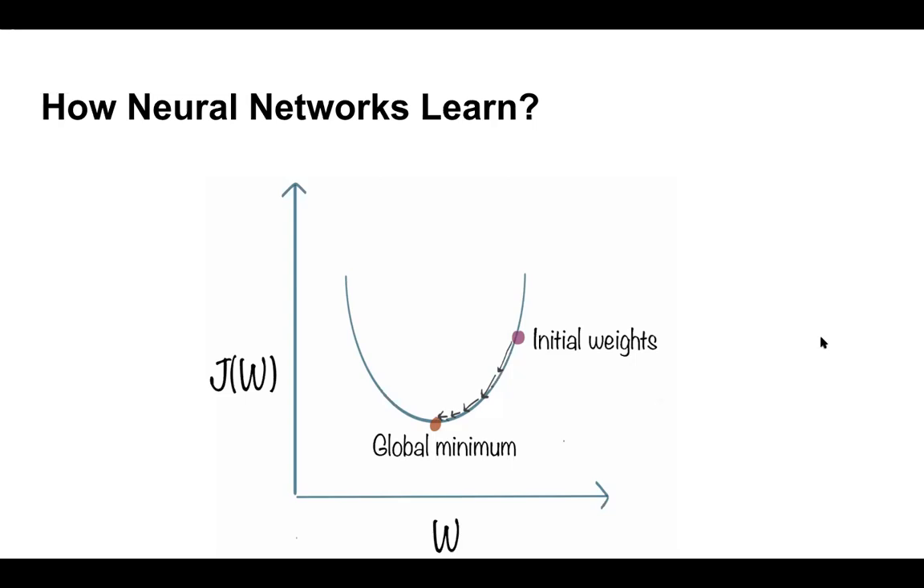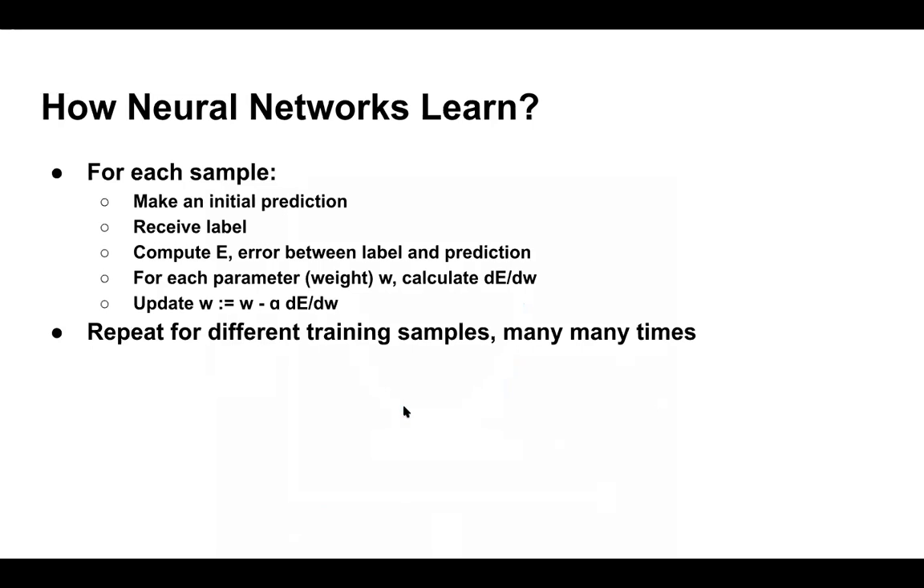Pictorially, let's say the initial weight is here, and this J is the cost function, where cost is like a sign of error that tells you how much off you are from the desired output. Then it will adjust its weights in the fashion that it will decrease the error, and eventually, hopefully, it will reach the global minimum, which is the best possible thing that it can predict.